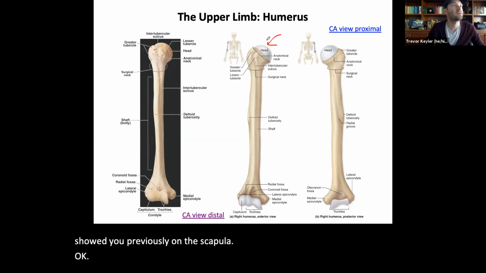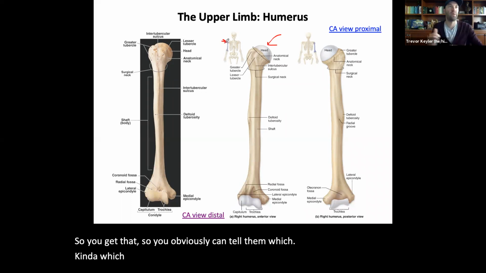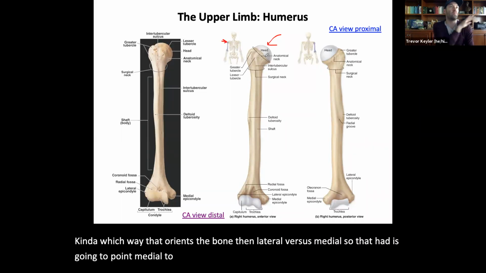So you're going to get that. So you obviously can tell which way that orients the bone, lateral versus medial. That head is going to point medial to interact with that socket. It wouldn't point outward.